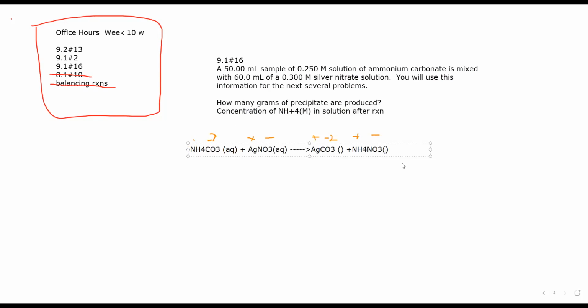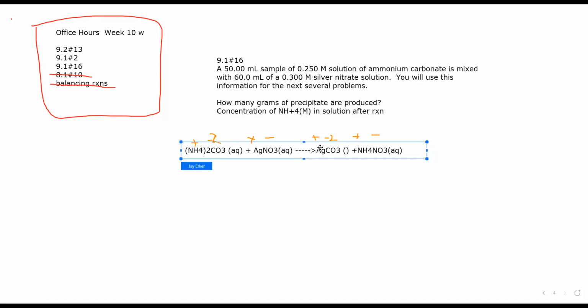First, I can tell that this is going to be aqueous, and my ammonium nitrate is already charge balanced. I can also tell my ammonium carbonate, I'm going to need 2 ammoniums to charge balance that. And so I put the parentheses around the ammonium and the 2 outside the parentheses to say I've got 2 of that cation there. My silver nitrate looks good. Over here, my silver carbonate, I'm going to need 2 silvers to create that charge balancing.